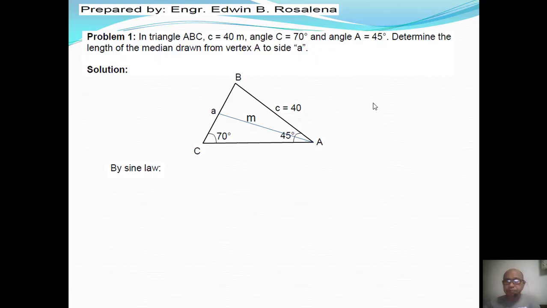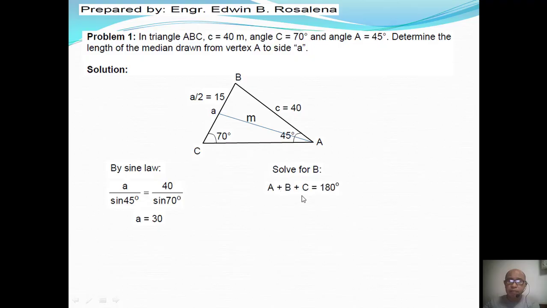So by sine law, I have a over sine 45 equal to 40 over sine 70. And I can solve for a, that is 30. So meaning this is a over 2, 15. Same with here, a over 2 equal to 15. Okay. I can solve for angle B, so that is 70 plus 45 plus B equal to 180. So angle B here is 65.